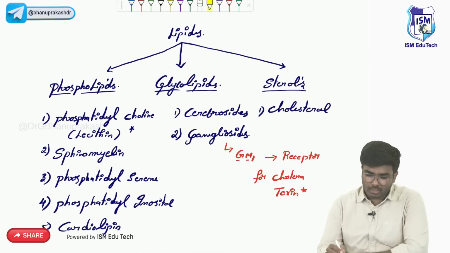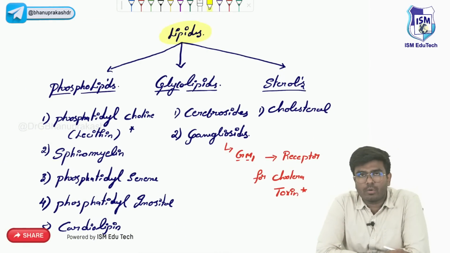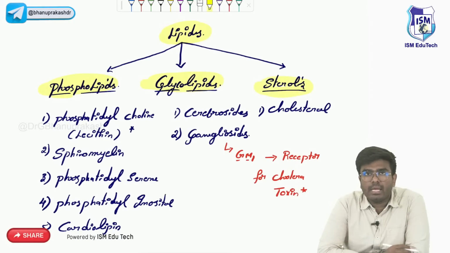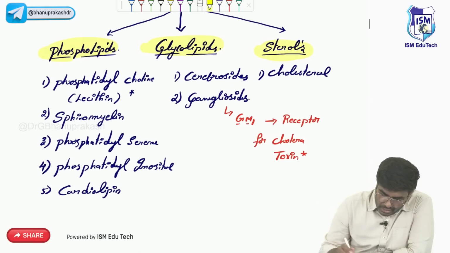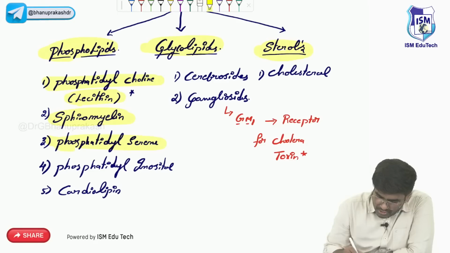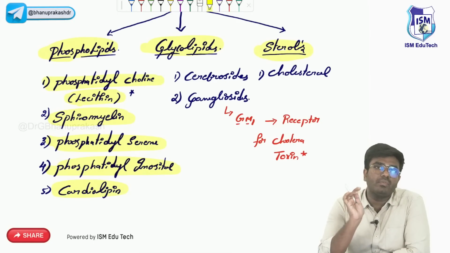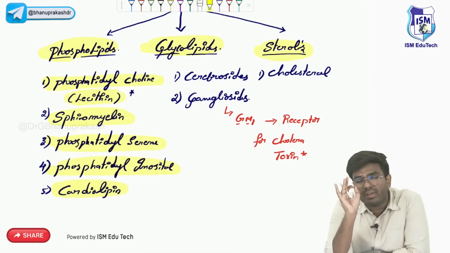After this, let's talk about the lipids. Lipids are of how many types? Phospholipids, glycolipids, sterols. For the exam point of view, there are different types of phospholipids like lecithin, sphingomyelin, phosphatidylserine, phosphatidylinositol, cardiolipin. Every phospholipid has one MCQ.